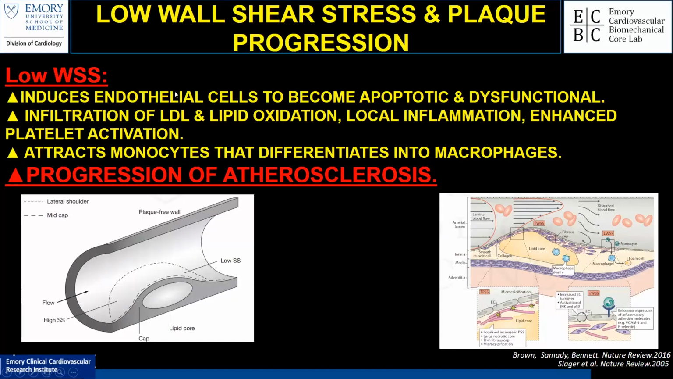So low shear stress induces endothelial cells to become apoptotic and dysfunctional. It causes infiltration of LDL and lipid oxidation, local inflammation, and enhanced platelet activation. It attracts monocytes that differentiate into macrophages. Hence, low shear stress leads to progression of atherosclerosis.